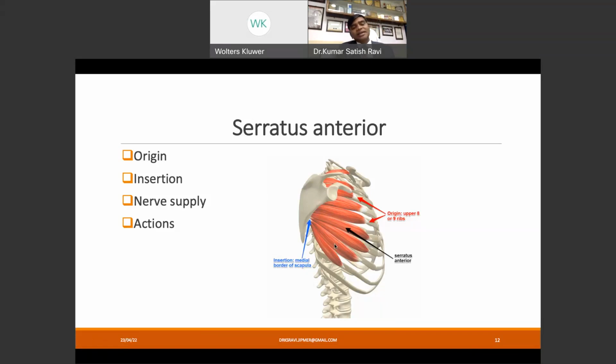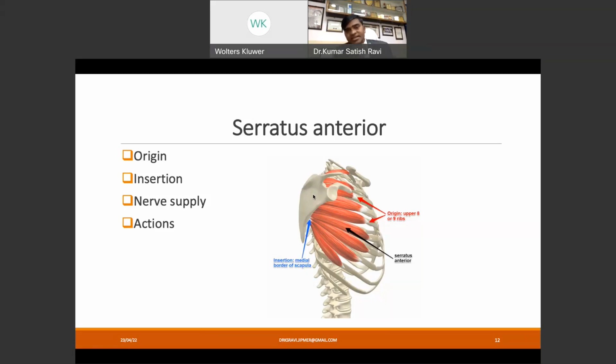Now, when we talk about the insertion of the serratus anterior muscle, the scapula has 3 borders: the superior border, the lateral border, and the medial border. Now, when we talk about this medial border, the serratus anterior gets inserted on the costal surface towards the medial border of the scapula. I said that it has 8 digitations, right? So all 8 digitations pass backwards around the chest wall and reach the costal surface of the medial border of the scapula.